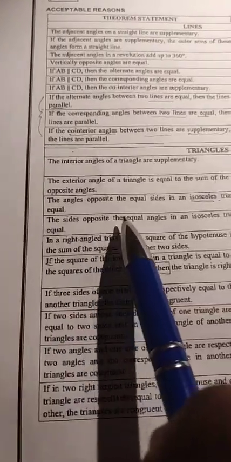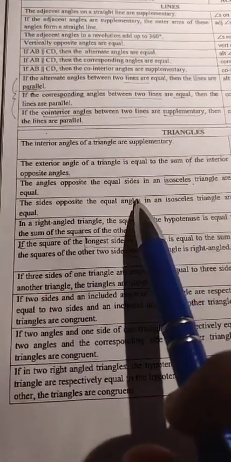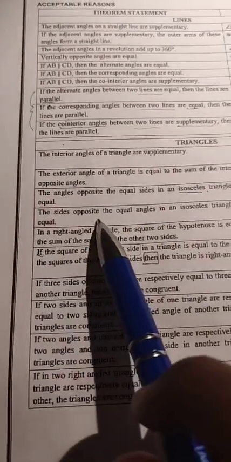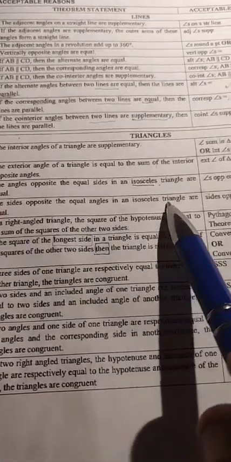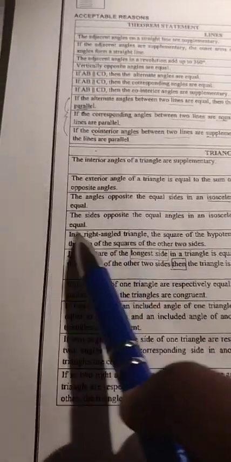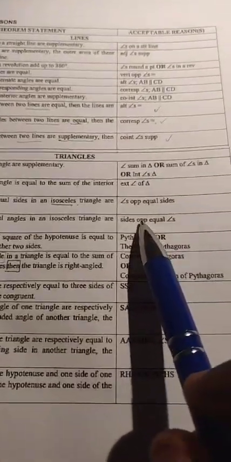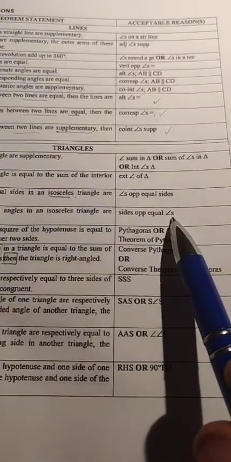The sides opposite the equal angles in an isosceles triangle are what? Are equal. The sides opposite the equal angles in an isosceles triangle are equal. So we use sides opposite equal angles.